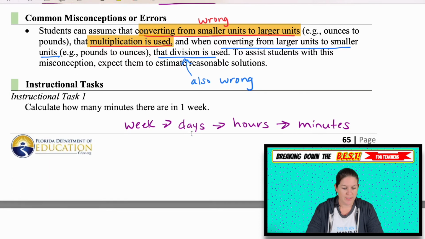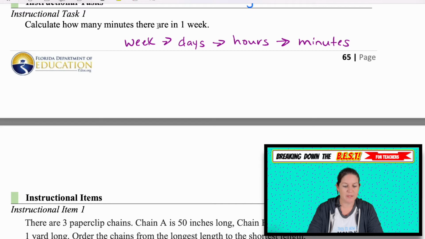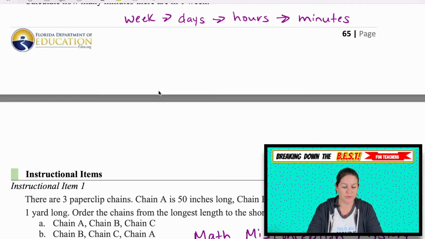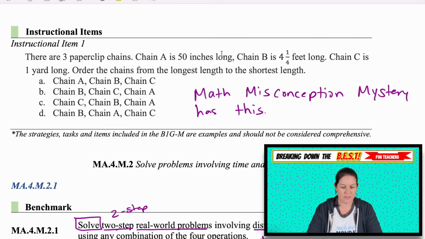And that's because it takes a lot of smaller units to make up that larger unit. Right down here we have instructional tasks. Here it says calculate how many minutes there are in 1 week. So you can see here we're going from weeks to days to hours to minutes. There's a lot of converting going on there. That's a multi-step problem.